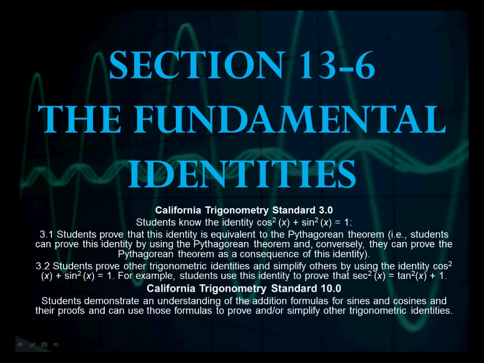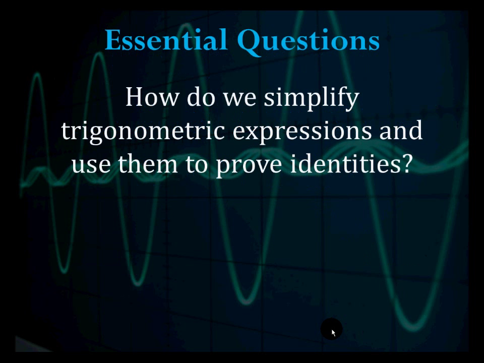This is section 13.6, the fundamental identities. And this is going to be a section where you're going to be proving stuff and simplifying trigonometric expressions and transforming them to look like something else. How do we simplify trigonometric expressions and use them to prove identities?